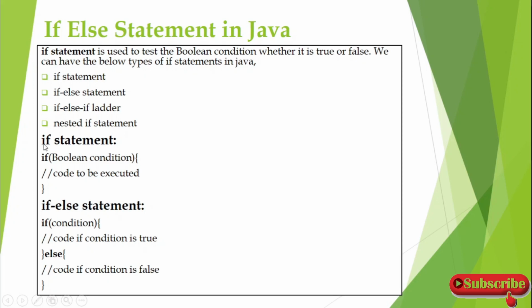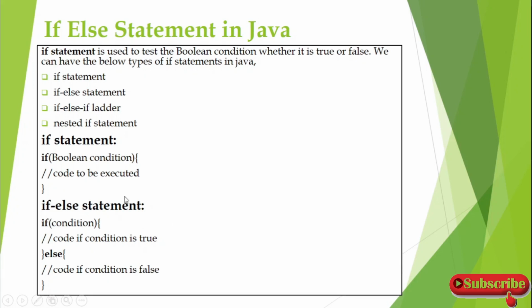Okay, for an if statement, you give an if and a boolean condition, and inside that block you write your logic. If the boolean condition is true, then it will execute this logic. If it is false, then nothing will happen. So if it is false and you want to execute some logic, then you have to give it as an if-else statement.